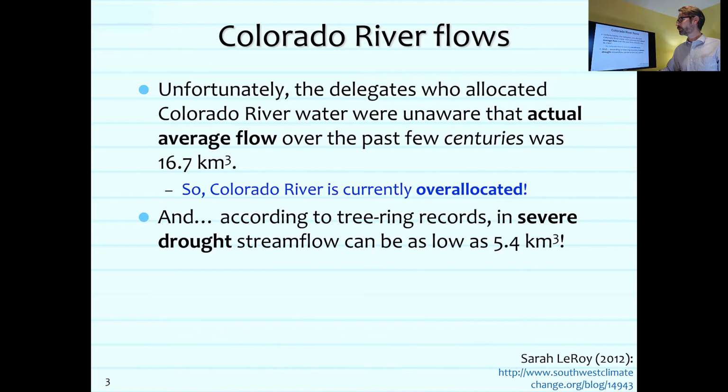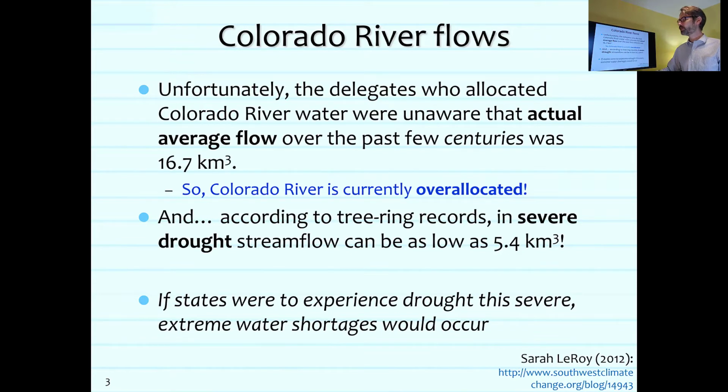Further, according to tree ring records, in severe droughts, the stream flow can be as low as 5.4 cubic kilometers, so roughly 1/4 of what was allocated. And so if states were to experience drought this severe, they would have extreme water shortages. Think about all the fountains and so on in Las Vegas. This would be a problem. And that's not even a large water use compared with irrigation water uses, for example.